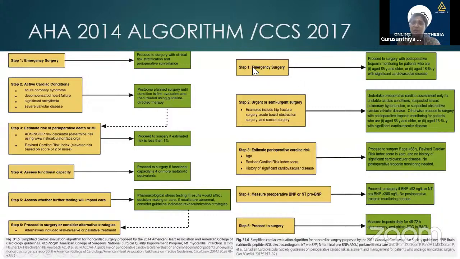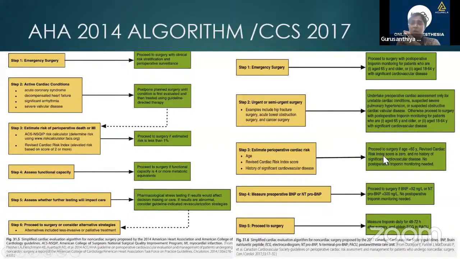In this, if the patient undergoes an emergency surgery, you can proceed with risk stratification. If the surgery is urgent, you can do investigations pertaining to that particular patient, risk stratify, and then proceed. But if it's a time-sensitive or elective surgery, you look at the age, RCRI, and significant cardiac disease. If the surgery can be postponed, it can be postponed.